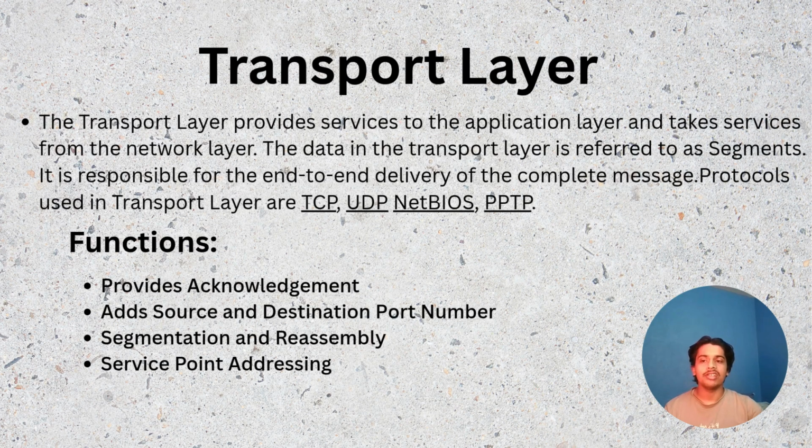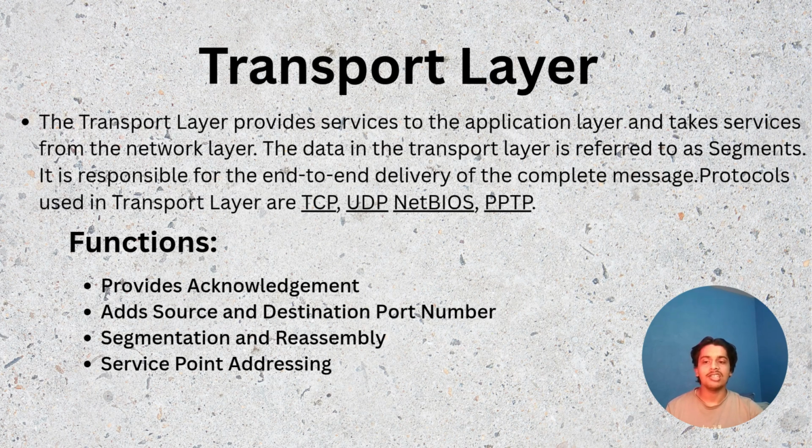The transport layer is responsible for providing reliable data transfer between the source and destination. It takes data from the session layer and breaks it into smaller units called segments, making it easier to transmit over the network. This layer ensures that all segments are delivered correctly and in the proper order. If any segment is lost or corrupted during transmission, the transport layer is responsible for retransmitting it. It also provides acknowledgement to confirm successful delivery of data.